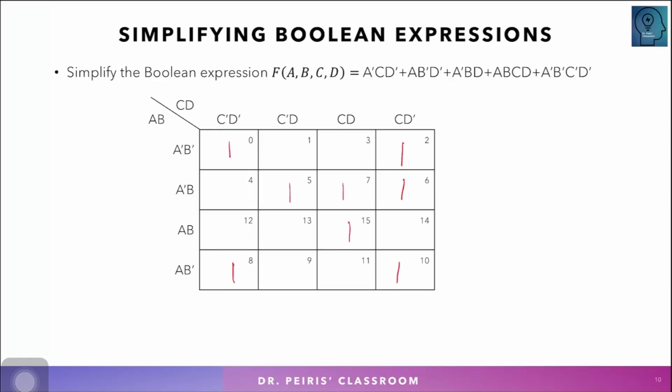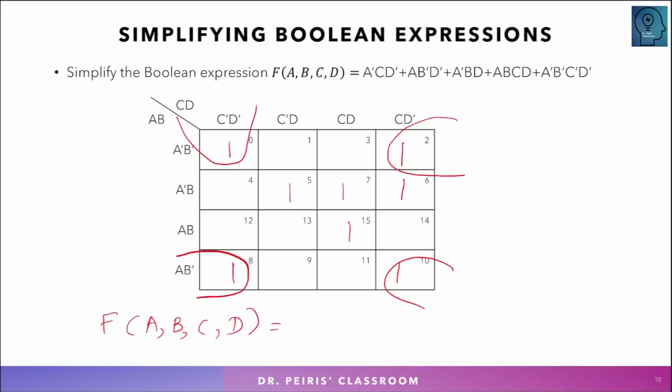Now you can do grouping. Now again you can start thinking how you're going to group this. Again we have these ones in the corners, so definitely we're going to start with the ones on the corners. Now what is common for that? This row and this row, B prime is common, and for the first and the last column, D prime is common. So B prime D prime.